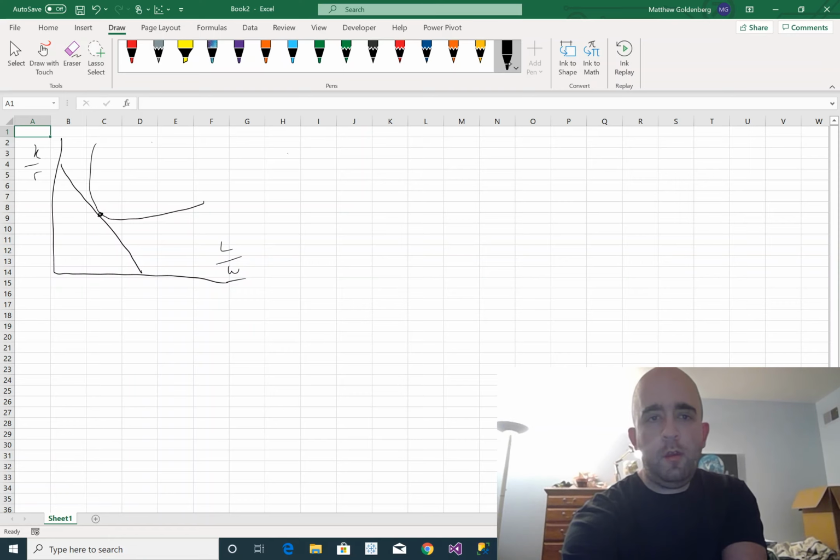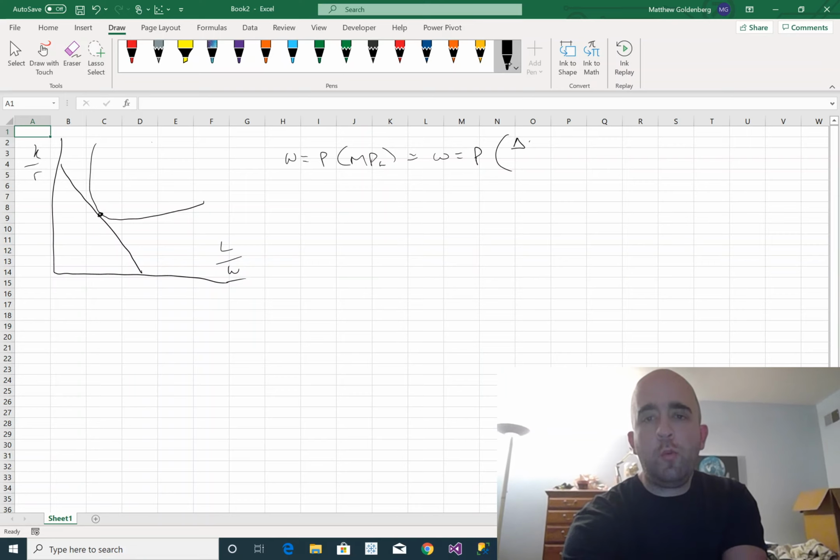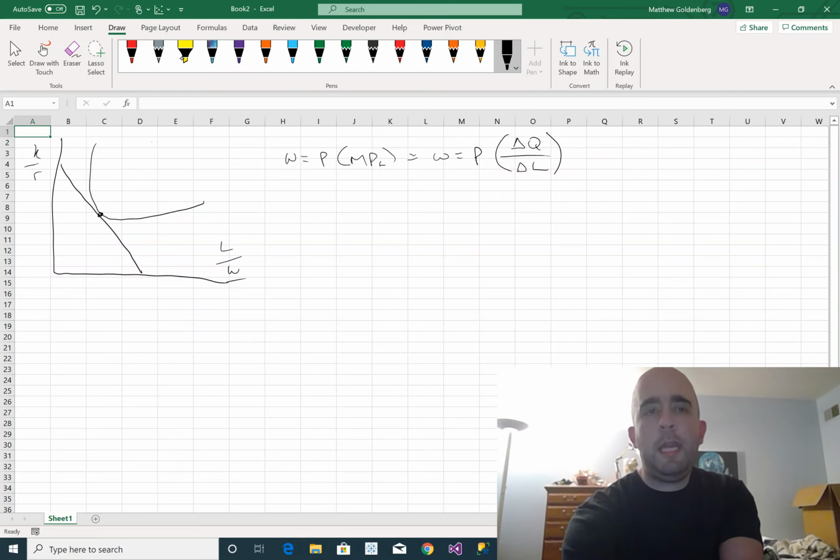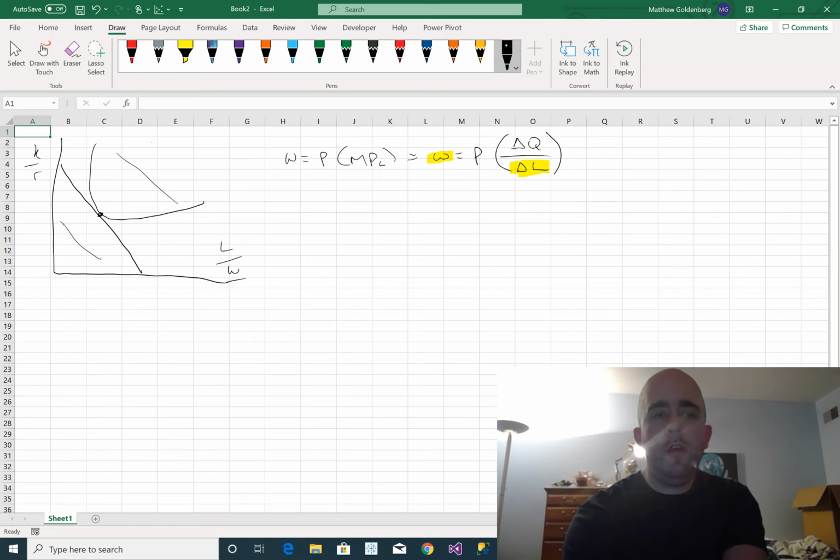If you look, the wage equals the price times the marginal product of labor, which is also equal to the price times the change in quantity over the change in labor. So in that, we have the wage part of the graph and the labor part of the graph, and quantity is inherently in there. Remember, quantity is how far the line is from point 0. So this line is producing much more quantity than this one, and we also have quantity in that.